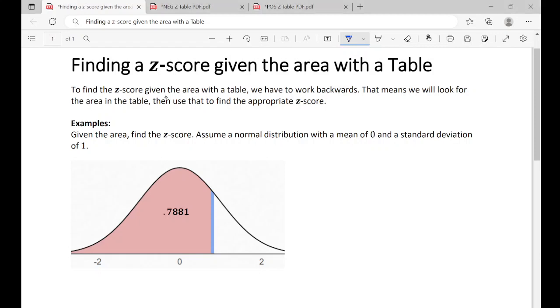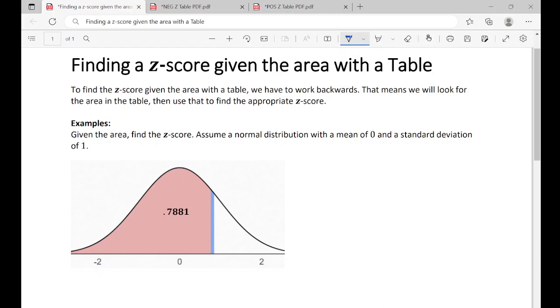To find the z-score given the area with the table, we have to work backwards. That means we will look for the area in the table, and then once we find that area, we're going to use it to find the appropriate z-score, the one that corresponds to that area. Don't forget that when you're looking inside a table, it's always the area to the left, not the right.